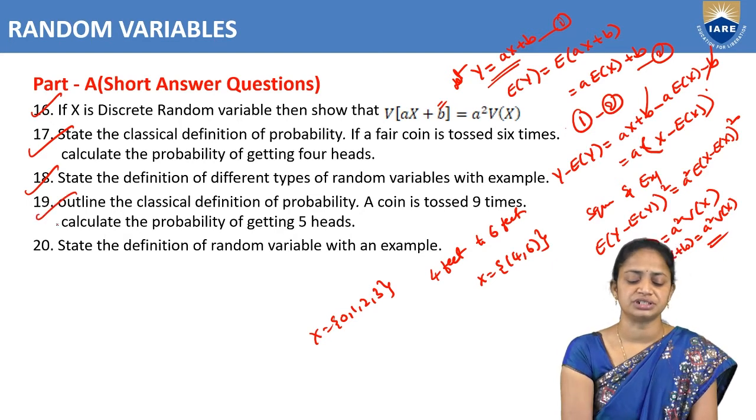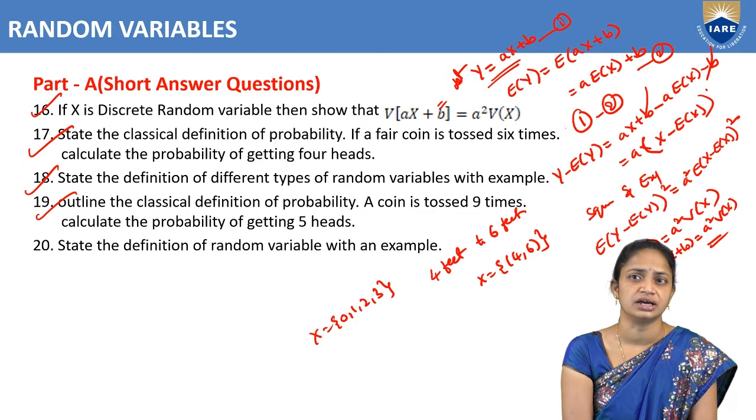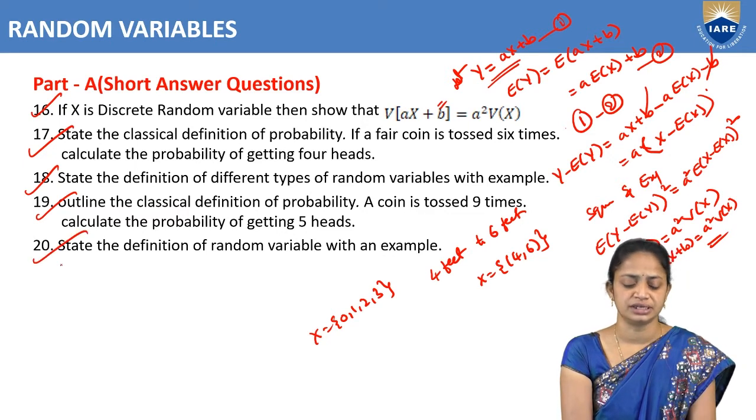Coming to the next question: outline the classical definition of probability. A coin is tossed 9 times, calculate the probability of getting 5 heads. So this is also like the 17th question. And the last question in part A is: state the definition of random variable with an example.